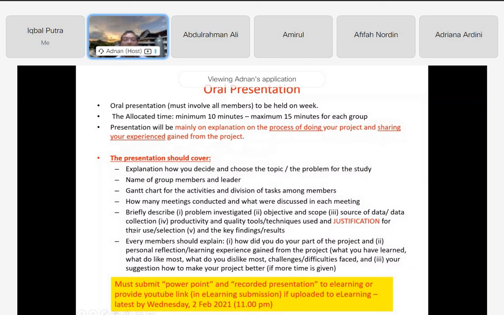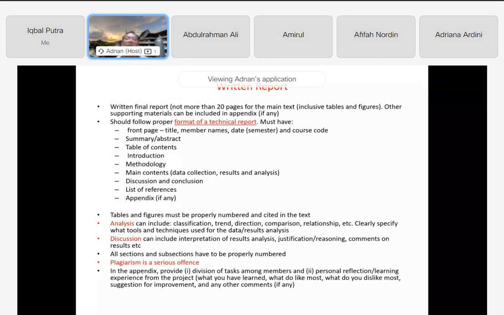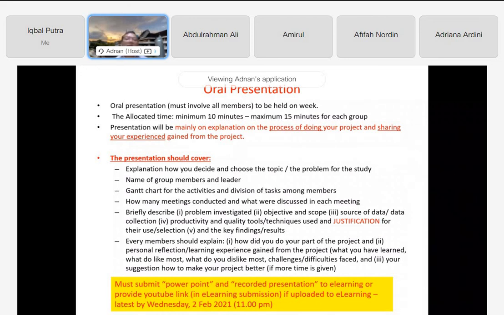Okay, so this is to replace this written report. So your PowerPoint should have the content of the projects. When you present how you do it, not reading the details of the contents. Faham ke? If you don't understand that, you can submit both written report and the presentation. Okay, faham? So I give you a choice.